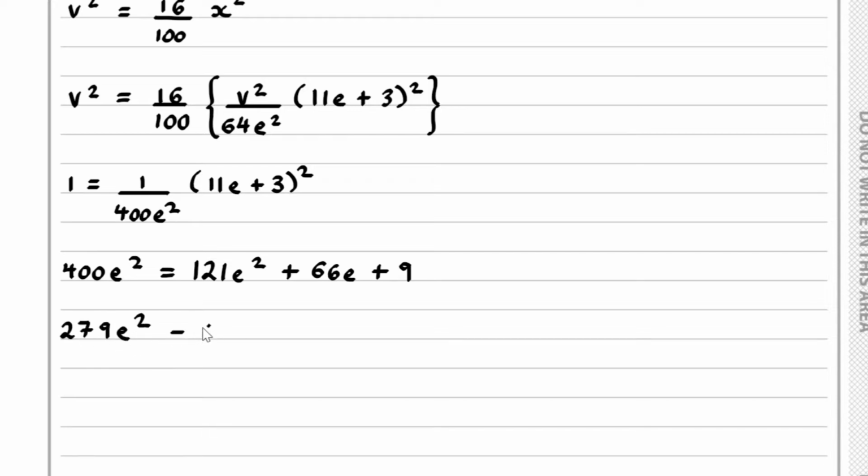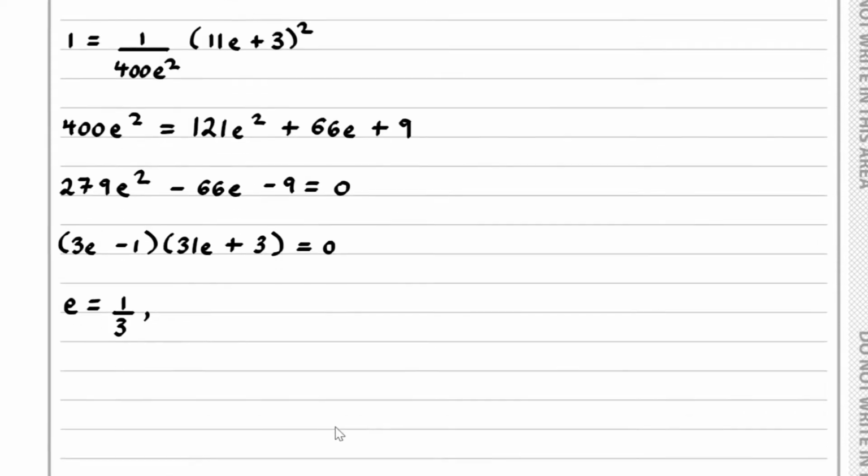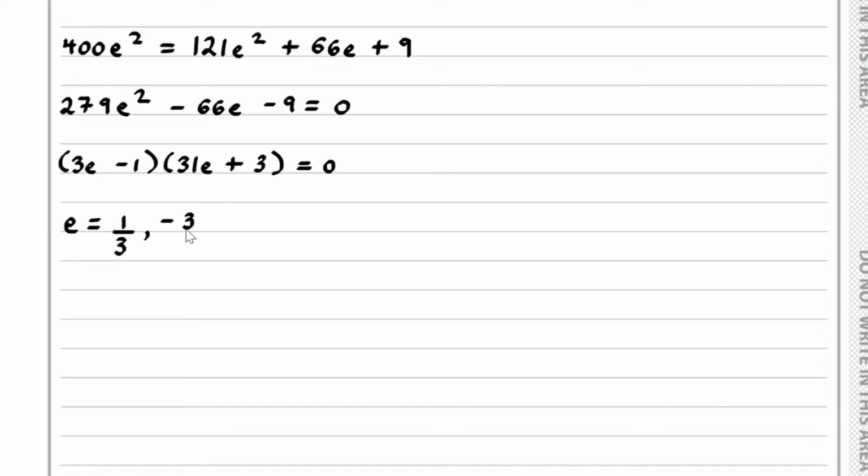And if I tidy everything up, I have 279 e squared minus 66 e minus 9 equals 0. So we have 3e minus 1 lots of 31e plus 3 equals 0. So e is either equal to 1/3, or e is equal to minus 3 over 31. So therefore e is equal to 1/3 only. This is our only solution.